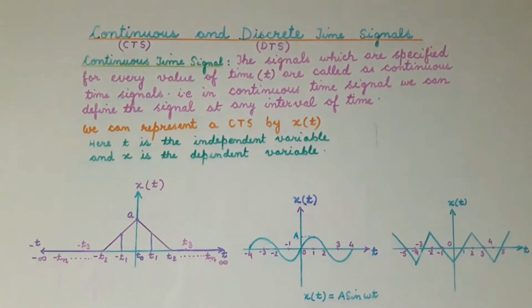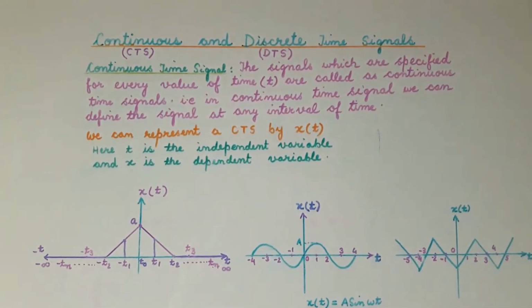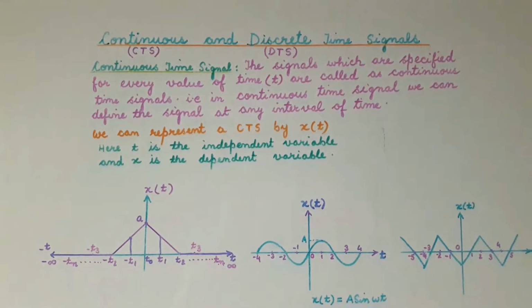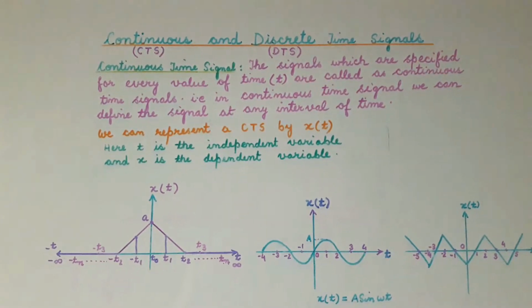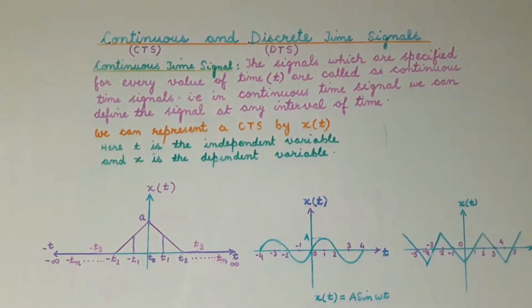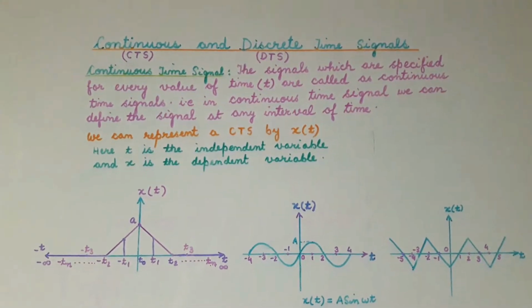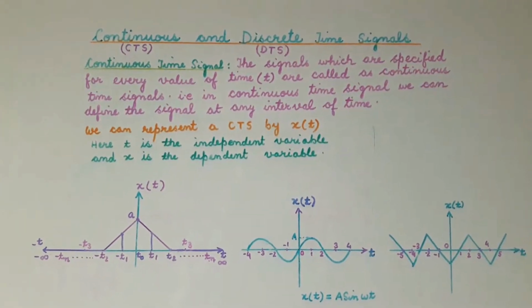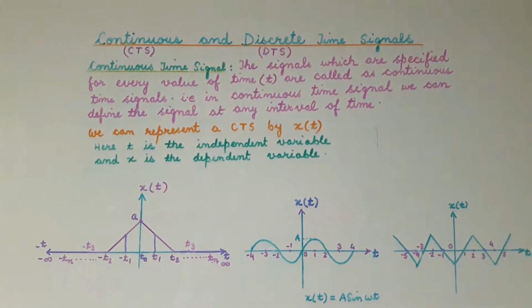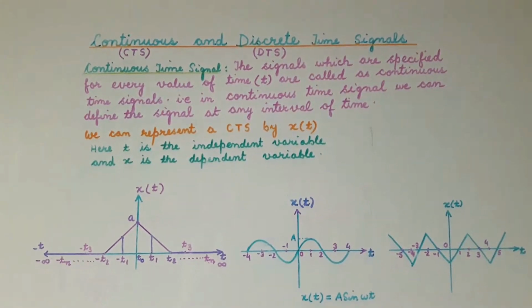In this lecture, we will discuss continuous and discrete time signals. We can broadly classify signals into two types. The first one is the continuous time signals and the second one is the discrete time signals. So let us start our discussion with the continuous time signals.